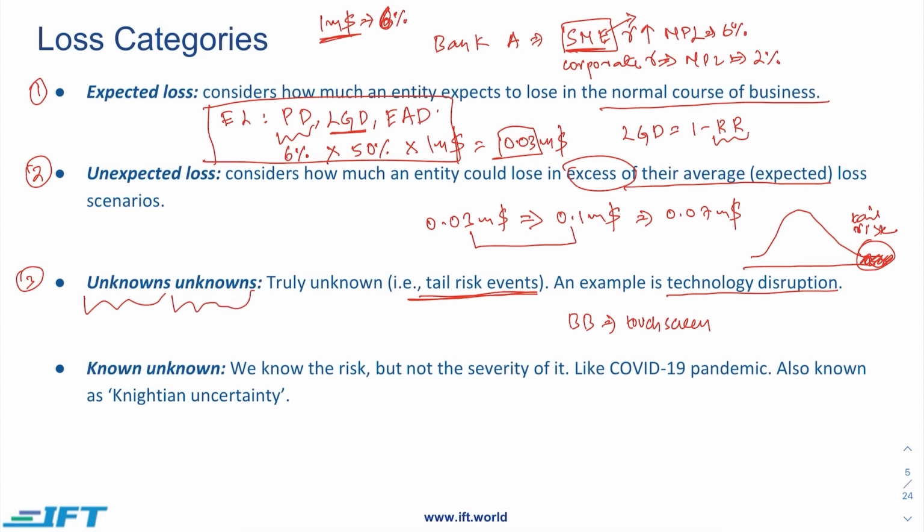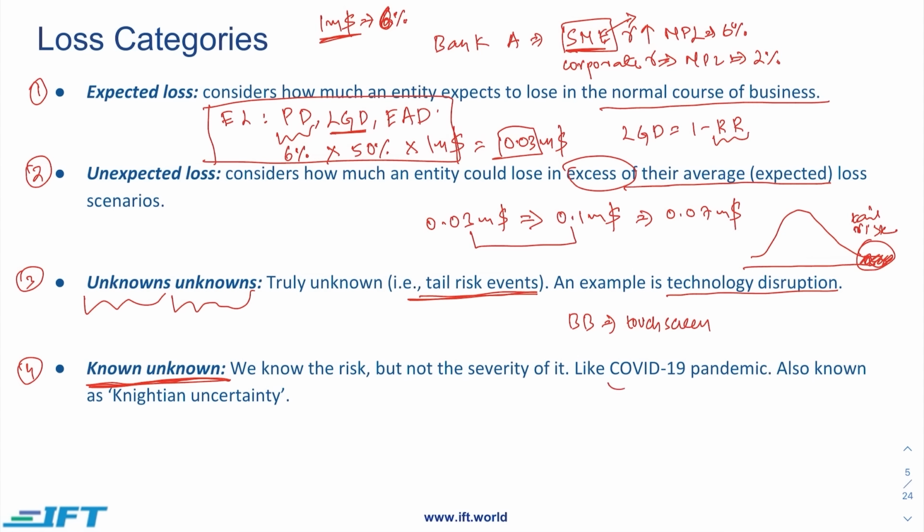So you are not aware of the risk, what sort of risk can happen, and you are also not aware of the impact that it can bring to your business. The fourth category is known unknown. So you know that the risk can happen. You know that in theory a particular risk can happen, but you don't know about the impact that it can have on your organization.